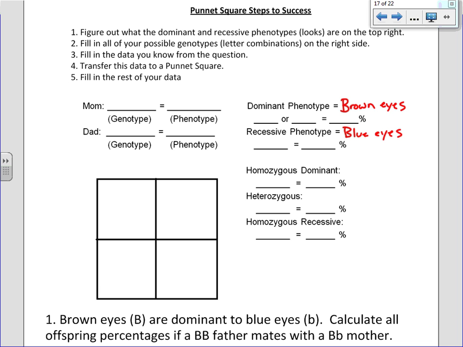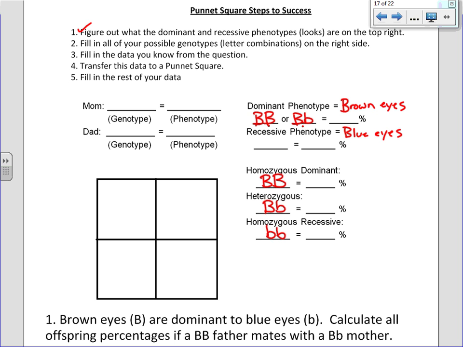All right. Step one, check. Fill in all of your possible genotypes. In this case, we're using the letter B. So homozygous dominant is big B, big B. Heterozygous is big B, little b. And homozygous recessive is little b, little b. And then which two letters would give you brown eyes? Well, that's big B, big B, and big B, little b.